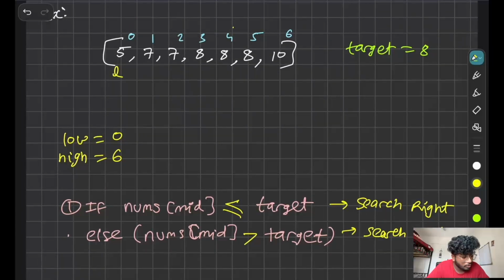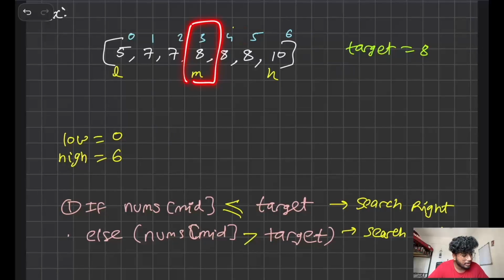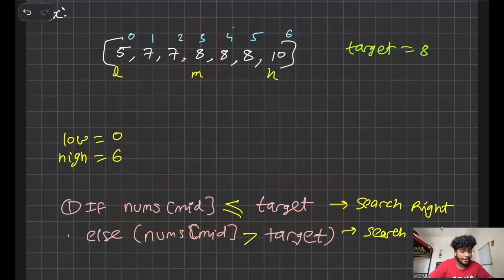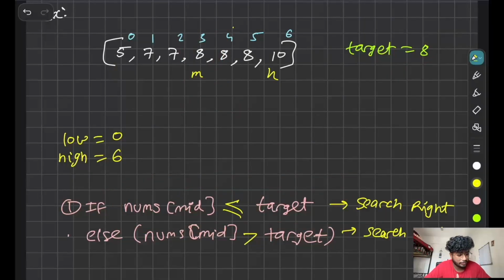So this is our low, this is our high, and this would be our mid. Now I can see that my nums of mid is equal to my target, and this condition holds. It is lesser than or equal to my target. So I'm saying, okay, this might be my first occurrence, but still I'll search right. So let's search right by updating our low pointer to be mid plus 1. Low would be here. Let's update our low to be 4, and let's compute mid again. So mid would be this now.